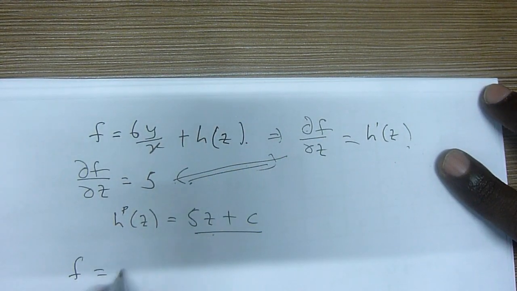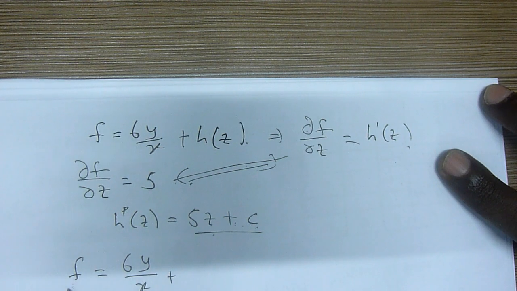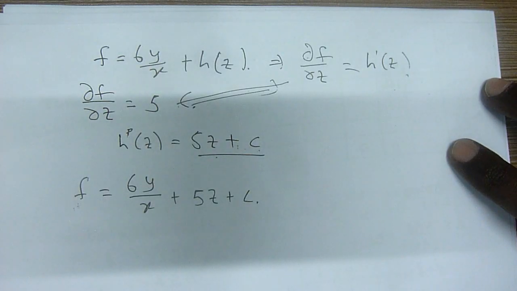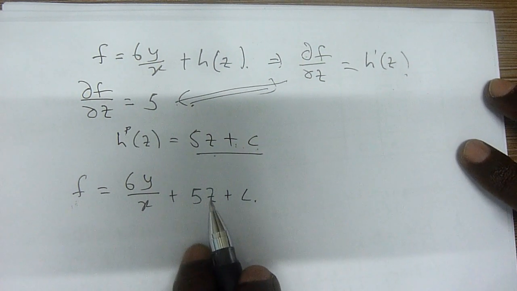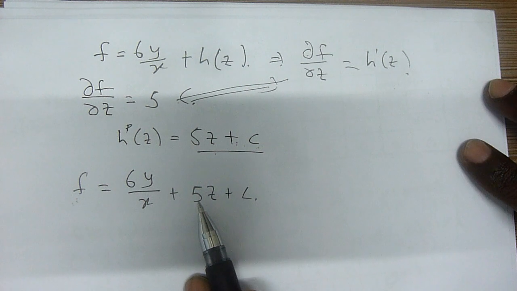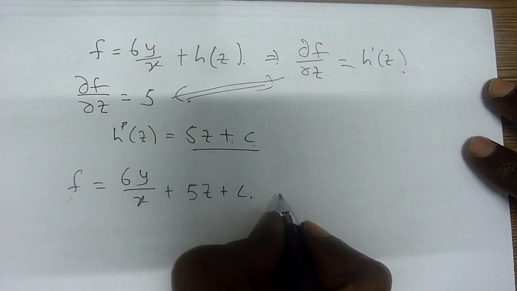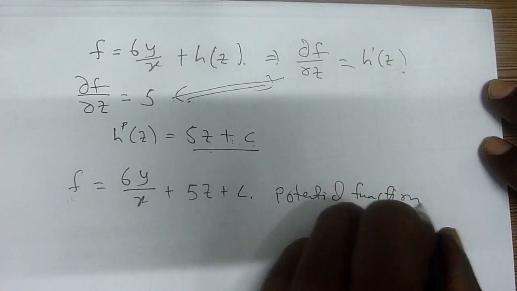Therefore f becomes 6yx plus 5z plus c. Normally I used to say don't add c, because f itself is a c, as you all know when we solve. But anyway, I want you all to learn the skills. Plus c. Anyway, the purpose now is to identify the potential function. This is a potential function.